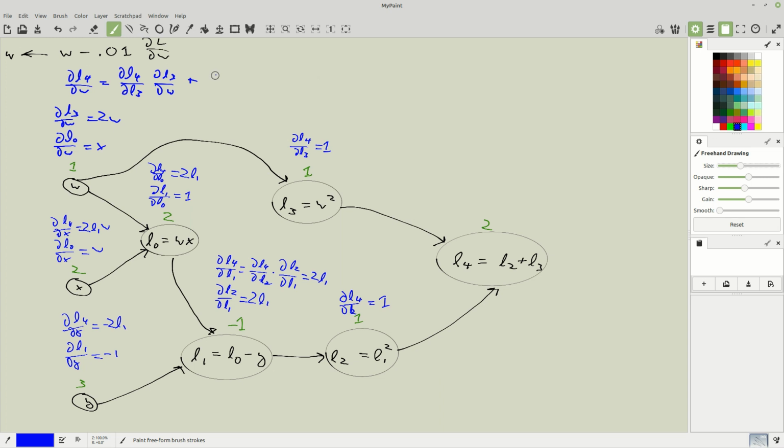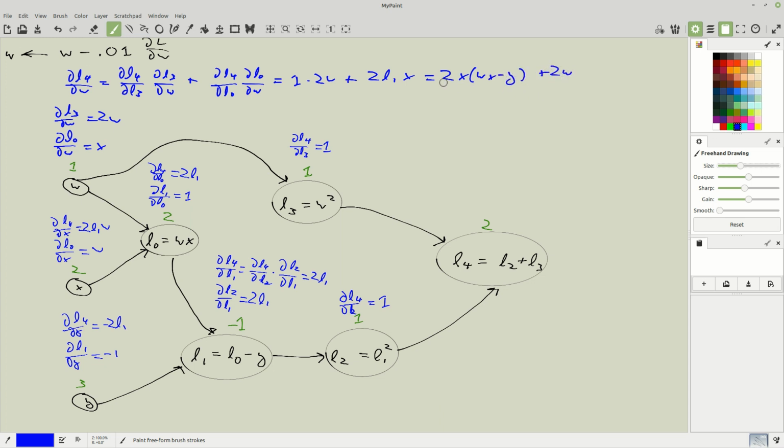And then I'm going to add the partial derivative of L4 with respect to L0 times the partial derivative of L0 with respect to W. And then I can plug those things in. So that's 1 times the partial of L3 with respect to W, 2W, plus the partial of L4 with respect to L1 times L0's partial, x, and that all works out to, well, what is L1? L1 is Wx minus y, so 2x(Wx minus y) plus 2W.